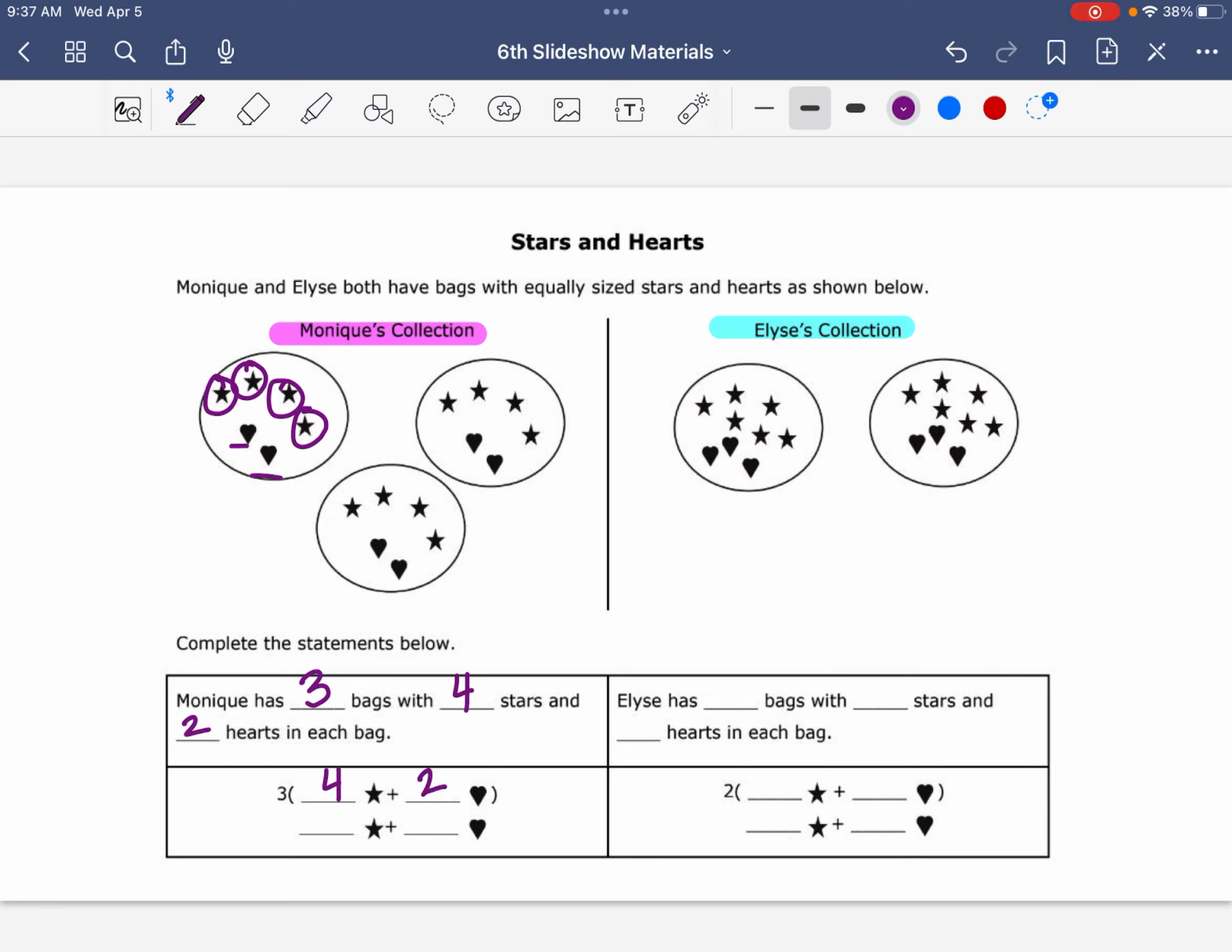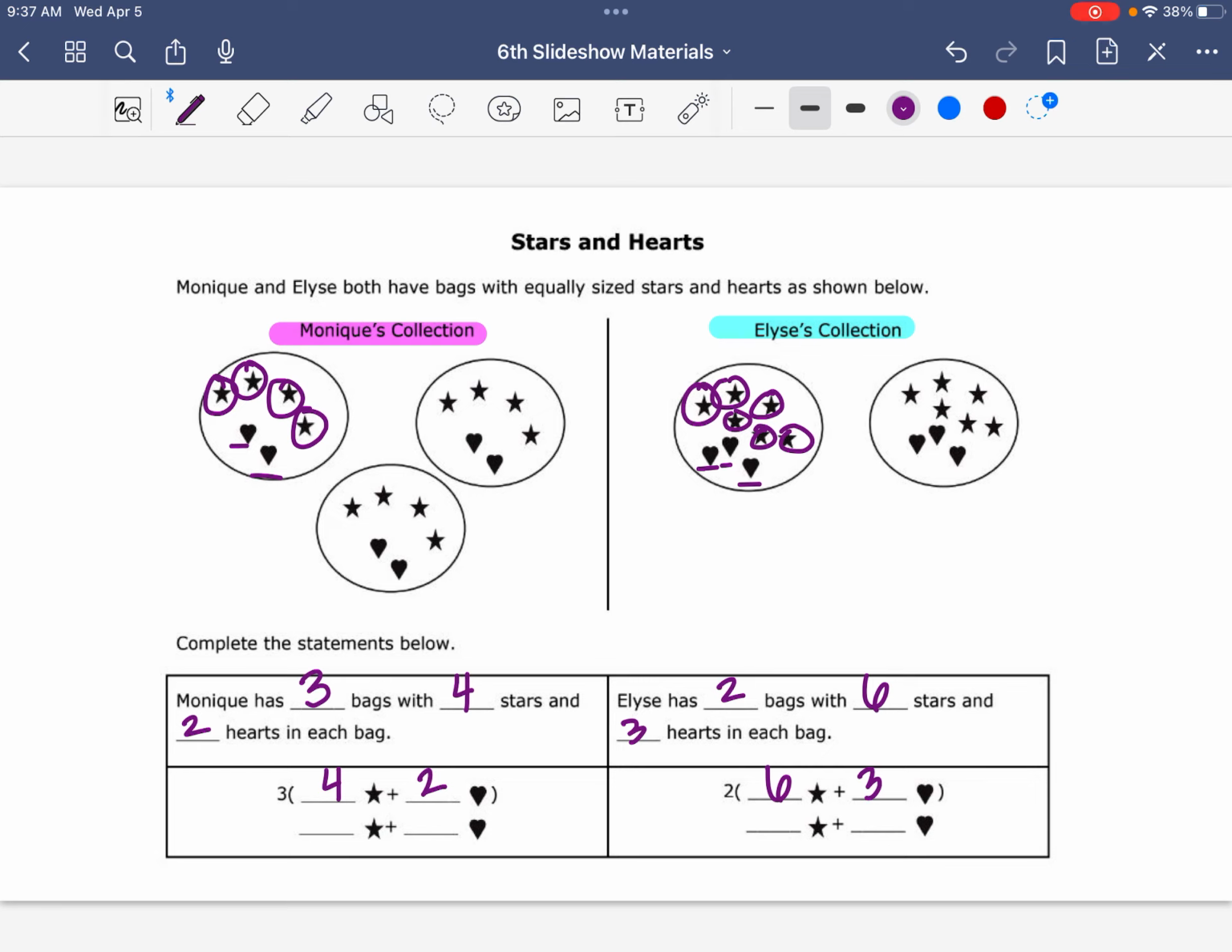Elise has only 2 bags, but in each of her bags there's 1, 2, 3, 4, 5, 6 stars and 3 hearts in each bag. So mathematically we can say 2 groups or 2 bags of 6 stars and 3 hearts. But if we wanted to know the total, we could count individually.